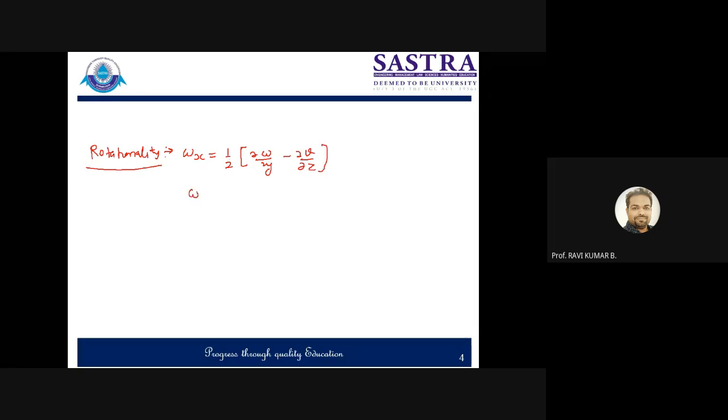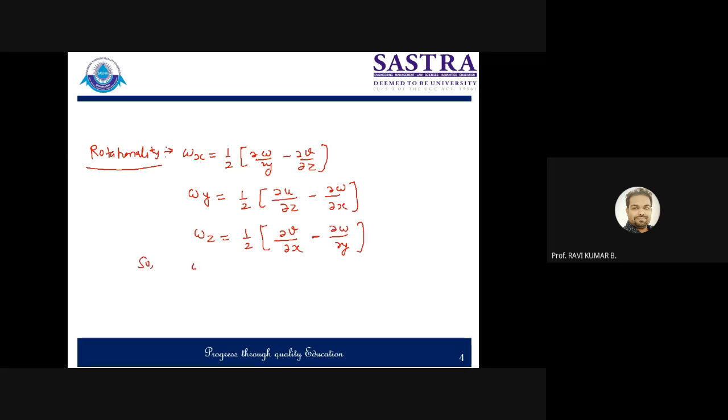Similarly, you can write for y. When you write for y, you write it in this way: dou z, here you write dou x. Whatever term is here will come here, dou u, and here dou w. Similarly, we can write for z, rotation about the z axis. The contributors will basically be x and y here, with a minus in between, and you can write v here and w here.